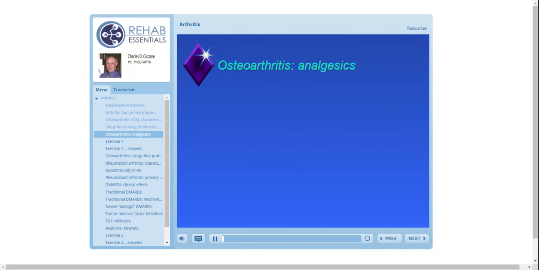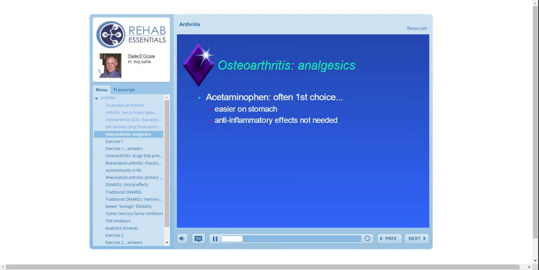So the first thing we're going to talk about is how to treat pain, or use of analgesics to treat a patient with osteoarthritis. Acetaminophen is often the first choice. This medication was discussed in much more detail in a different lecture in this course, The Treatment of Pain and Inflammation, Part 2. But as everyone usually is aware, acetaminophen is often advocated as an over-the-counter pain medication because it is easier on the stomach. It tends to produce less gastritis than some of the other analgesic medications we're going to see.